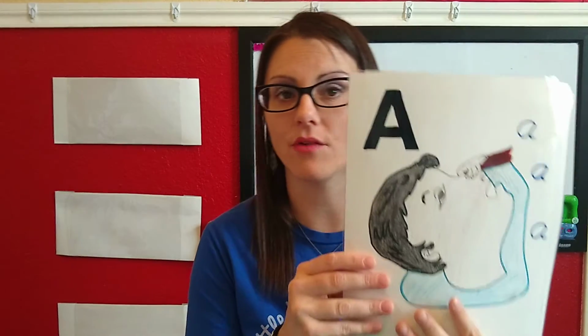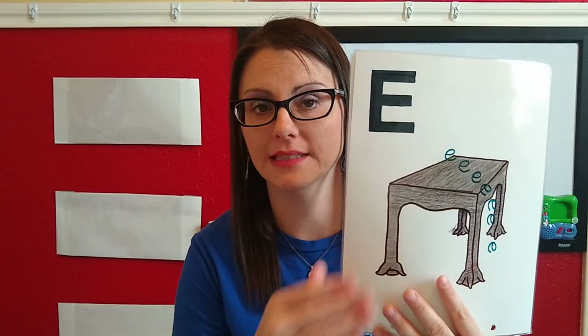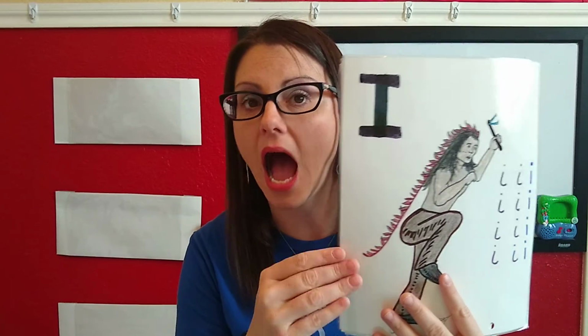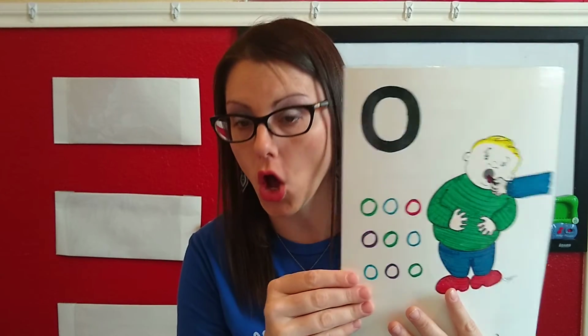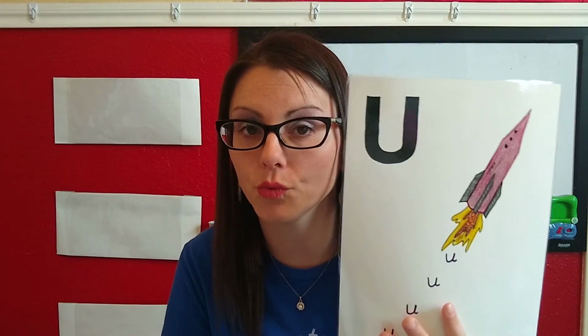We're just going to say the letters now. Ready? A, E, I, O, U. Our 5 vowels. A, E, I, O, U. Very good. All right, have fun practicing your letter sounds.